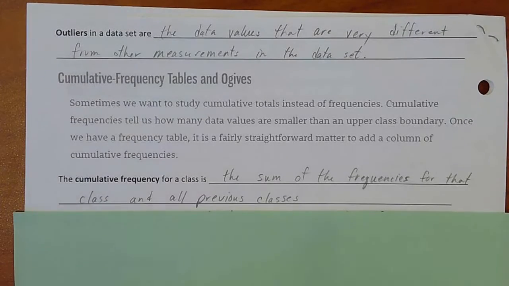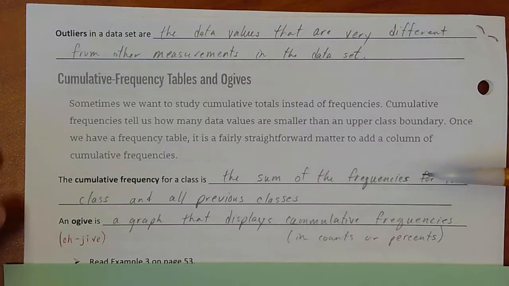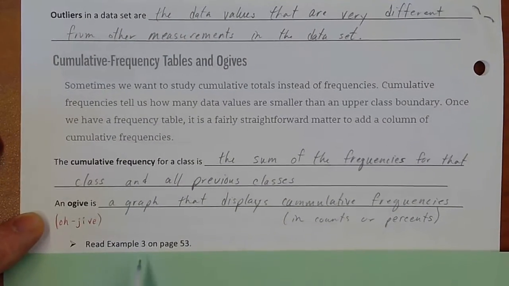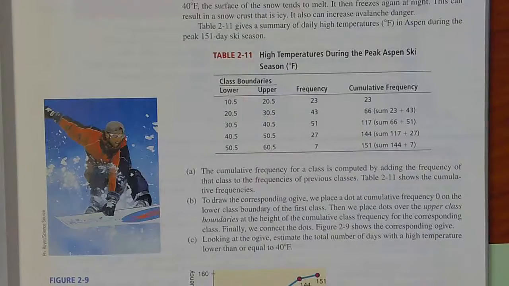Okay, what you doing writing that down? I'll go ahead and pause this. I'll let you read this to yourself and then fill in these definitions. And then we'll take a look at an ogive on page 53. Okay, pause at home to do that.